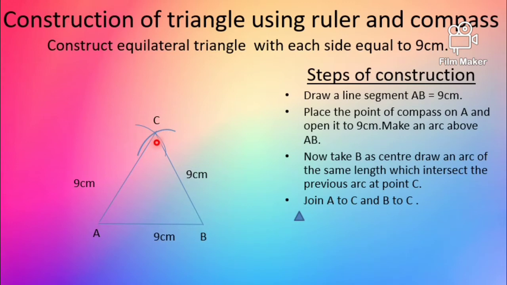Now the fourth step is join A to C and B to C. When we join A to C and B to C, we will get triangle ABC, which is the required equilateral triangle.